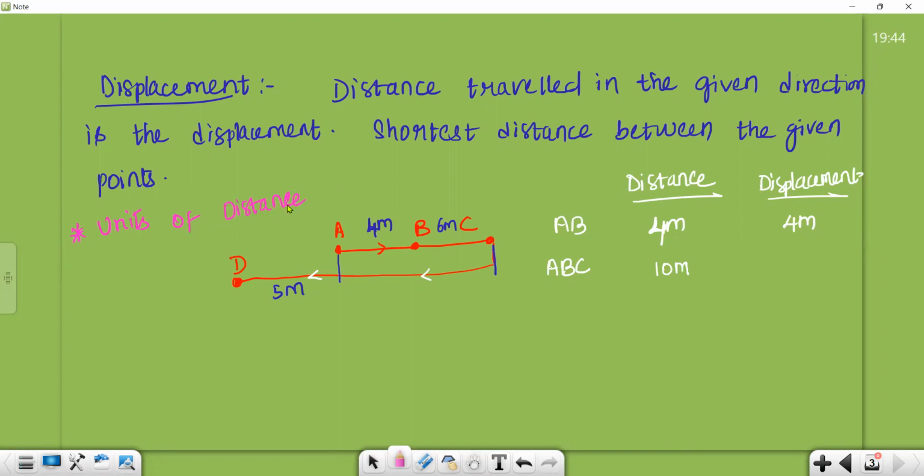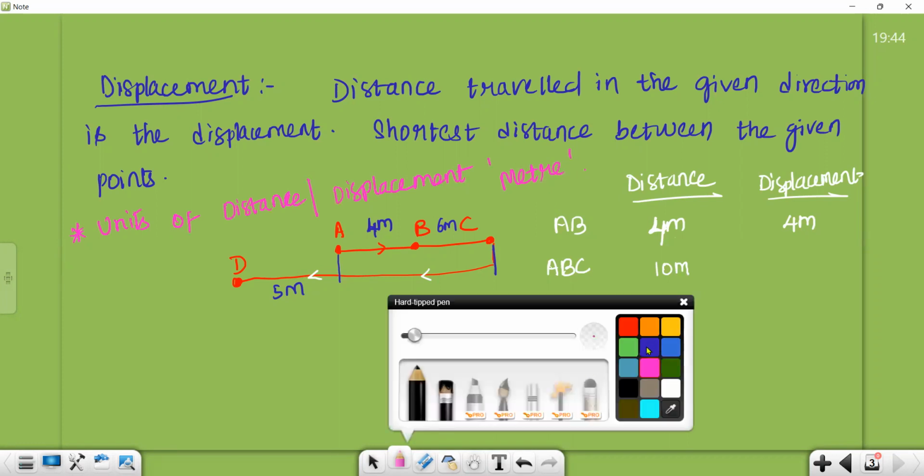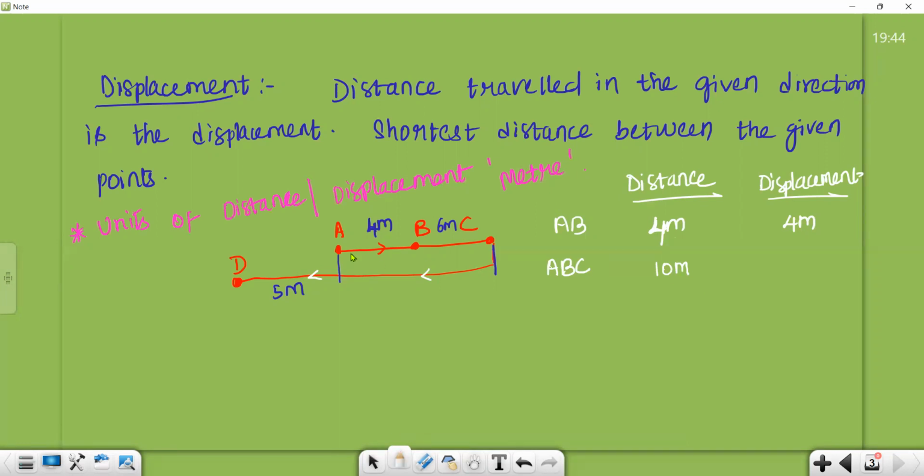Distance and displacement are both measured in meter, so we are using meter here. Now tell me from A, B, C, what is the displacement? It is also 10 meter. So there is no shortcut, right? It moves straight in a straight line.